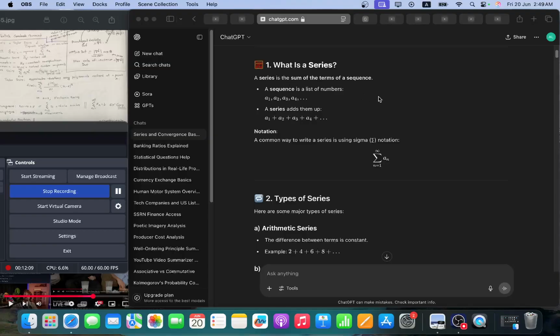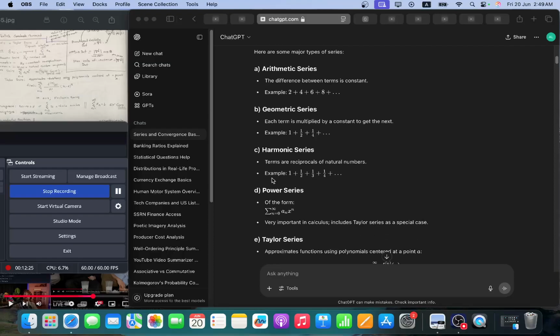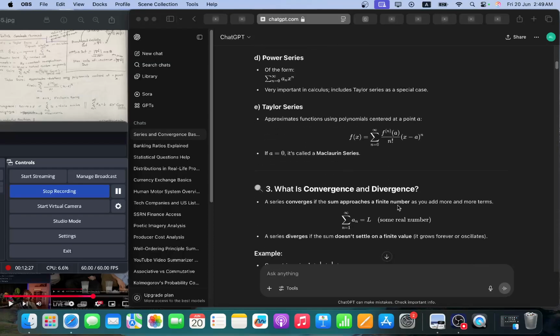It's worthwhile to think of a concept and then think about what is the immediate word that comes to your mind, and can you define it on paper. So a series is the sum of the terms of a sequence. This is basically the idea. And then the types of series: there are arithmetic, geometric, harmonic, power series, Taylor series, etc.